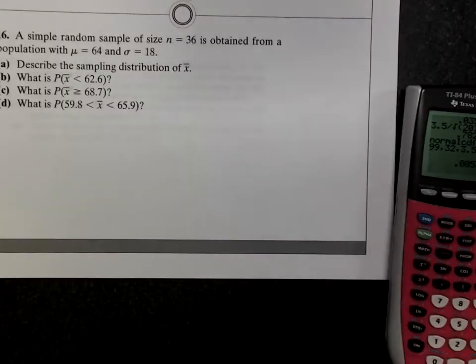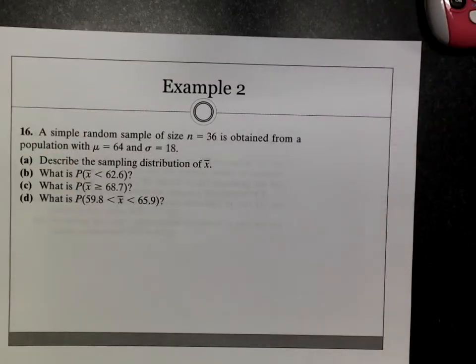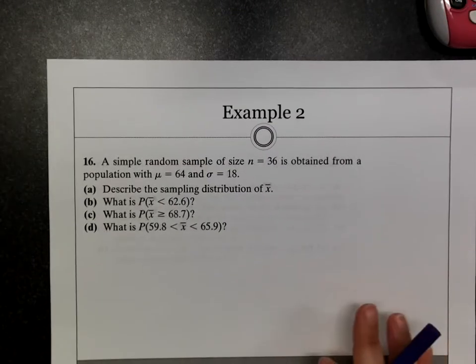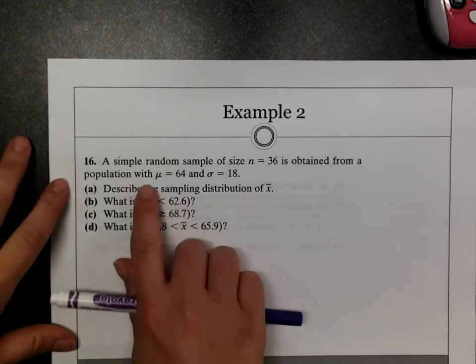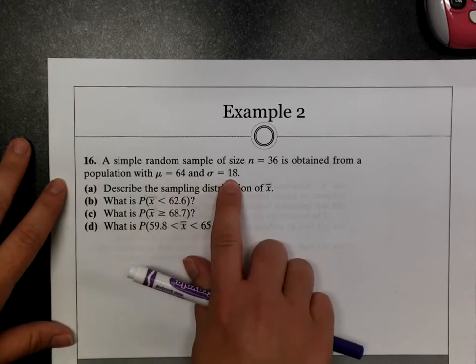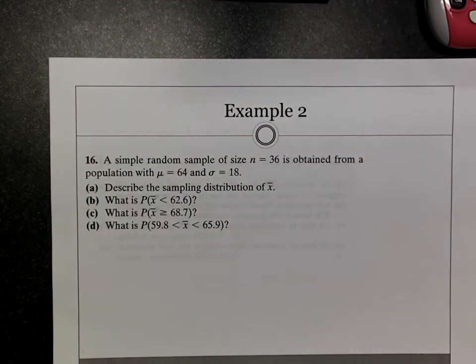Alright, I have a few more examples here. I'm not going to draw the curve anymore. I think we're getting used to how this works. So this is from problem 16 in the textbook. A simple random sample of size 36 is obtained from a population with a mean of 64 and a standard deviation of 18. Part A asks you to describe the sampling distribution of X bar.